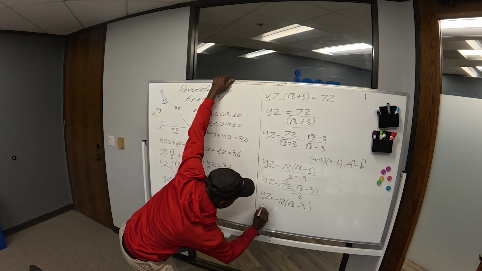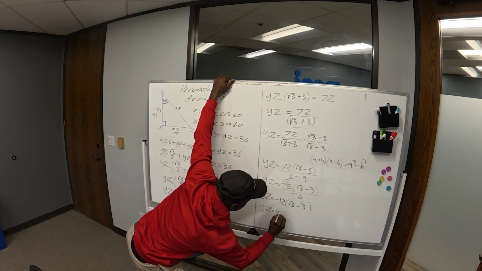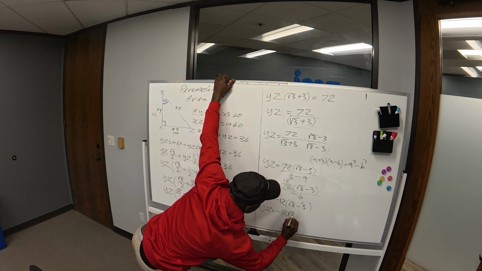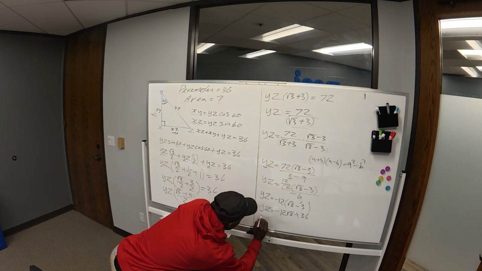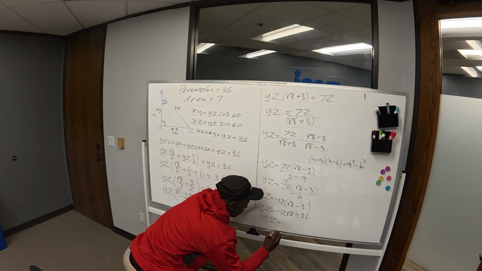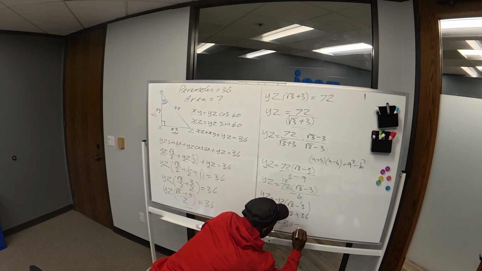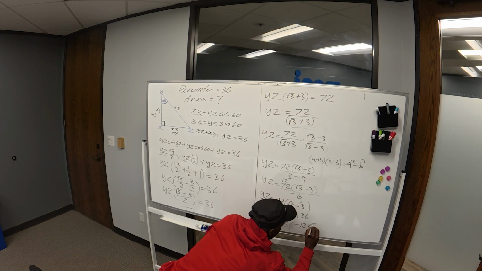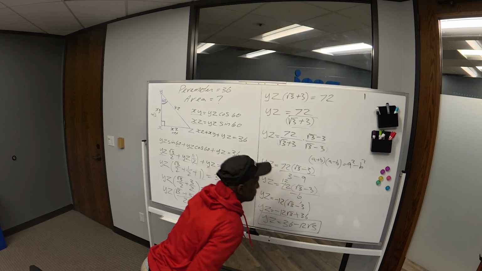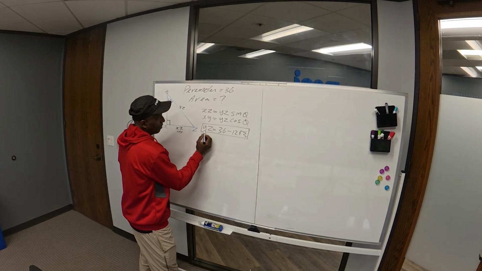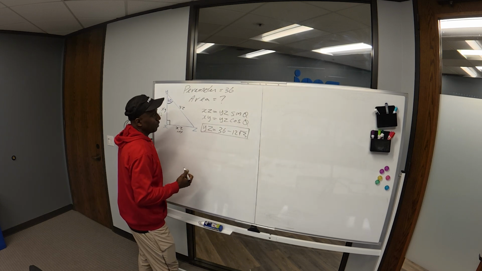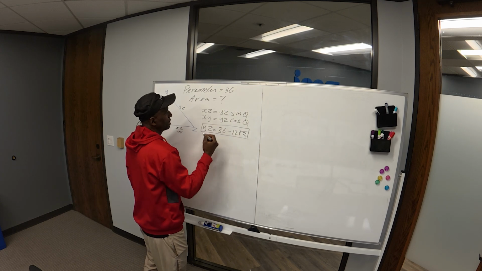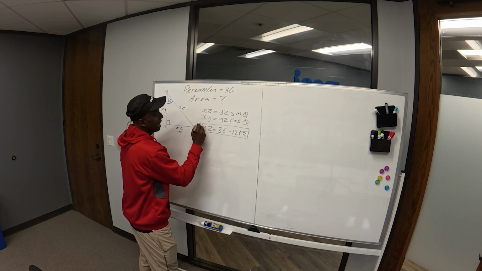So now we have YZ is equal to minus 12 square root of 3 plus 36. We have YZ is equal to 36 minus 12 square root of 3. Let's put this in a box. So now that we have YZ is equal to 36 minus 12 square root of 3, we can now substitute this into these equations to find XZ and XY.